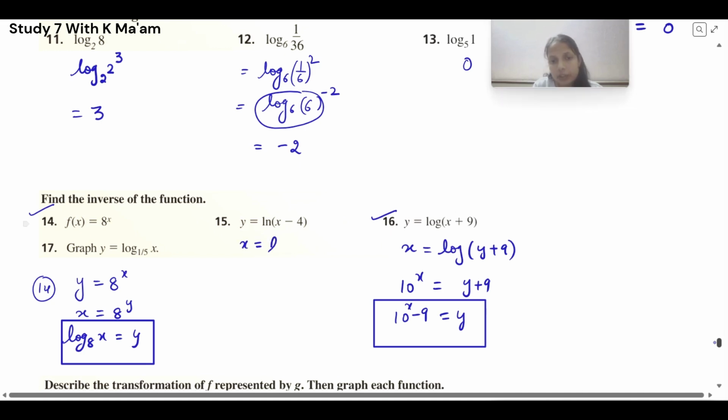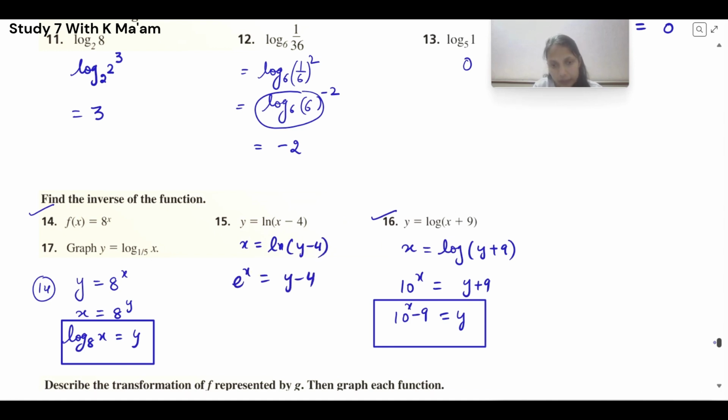x equals ln y minus 4. e power x equals y minus 4. So 4 plus e power x is y. Yeah. This is the inverse of question number 15.